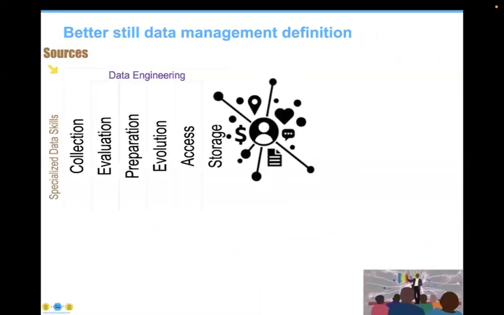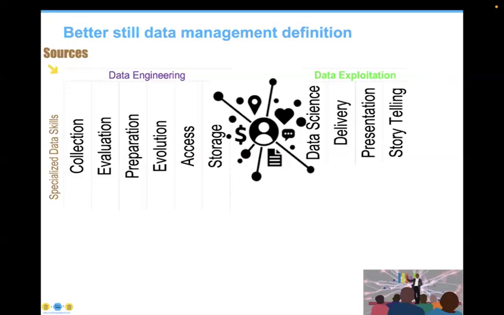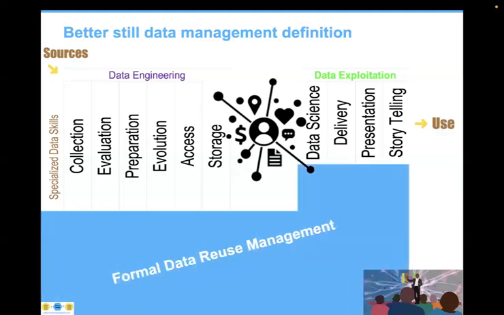And so I've put together things that over the years seem to make a little bit of sense to people. The idea that there's sort of two parts. There's an engineering half, if you will, which requires specialized data skills to collect, evaluate, prepare, evolve, access, and store data. And there's an exploitation side of the equation, which is data science, delivery, presentation, storytelling, all sorts of things along those lines. And once again, that takes care of the data use part of it, but you also have to understand that the formal reuse management has got to be built in as part of your data management practice.